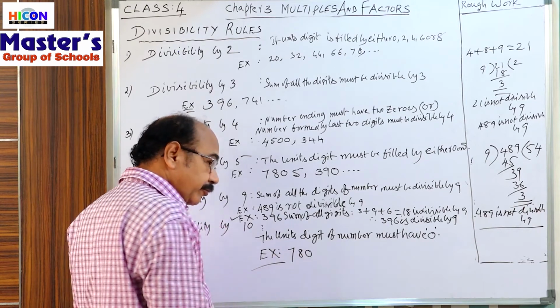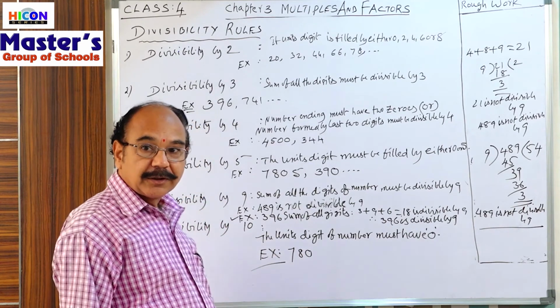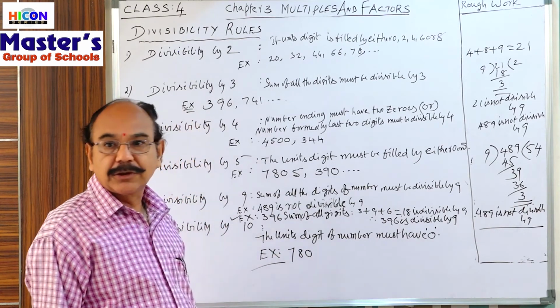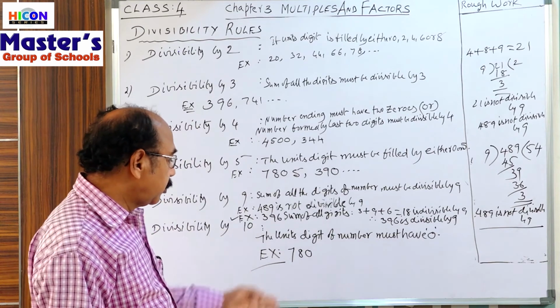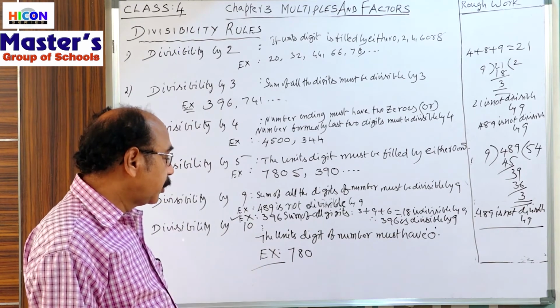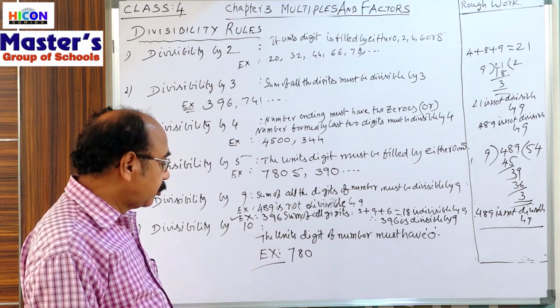780. What is the units digit? 0. 0 is the units digit. So it is divisible by 10.